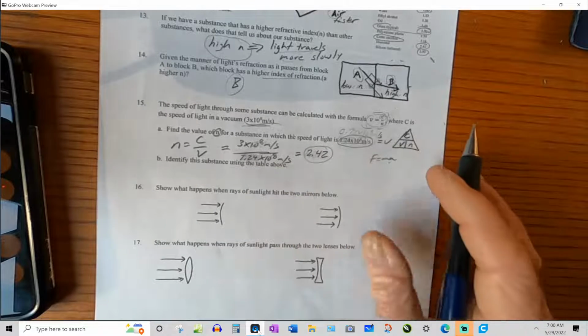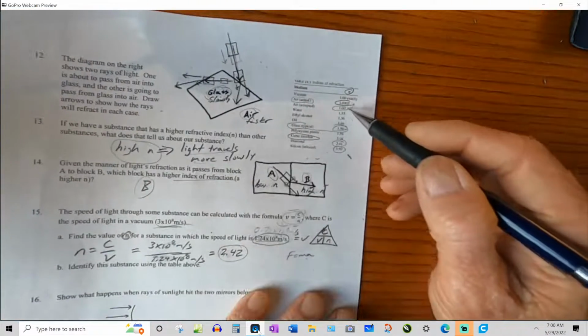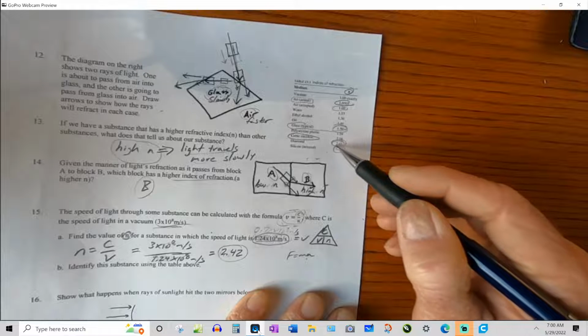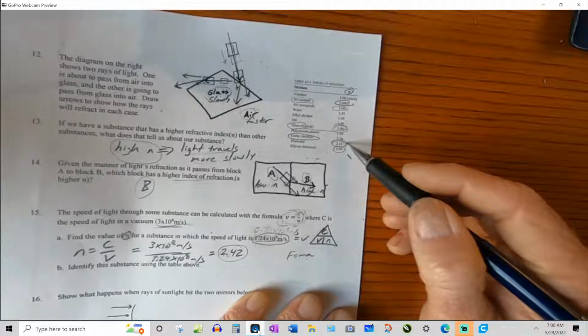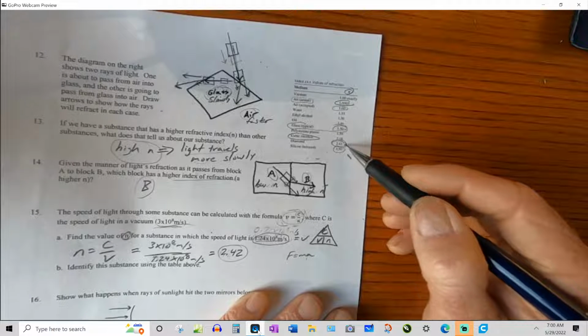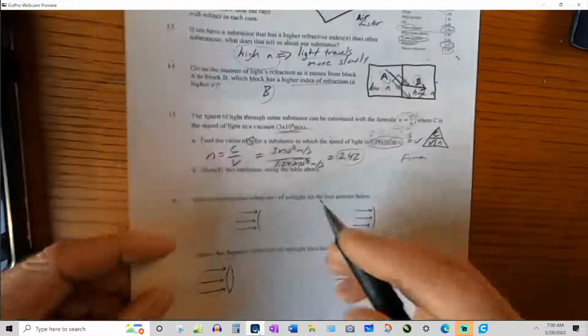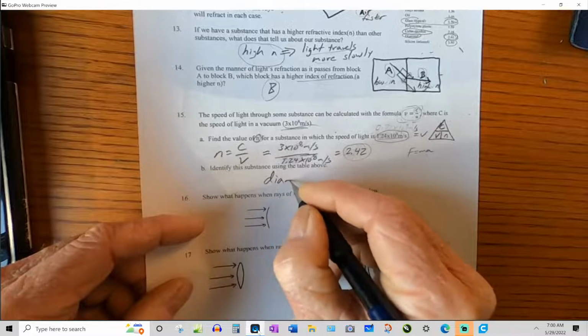Identify the substance using the table. So I just look at all my N's. I'm looking for 2.42. And there's 2.41. That's the closest. That must be it. Whoever made this, which was me, screwed up just a little bit, but that's the answer. So this is diamond. Diamond has an index of refraction of 2.41, which is the closest.